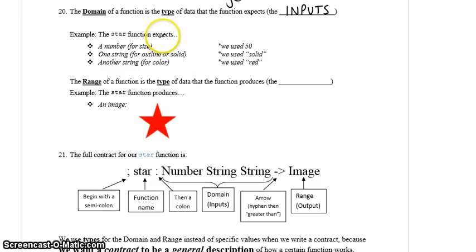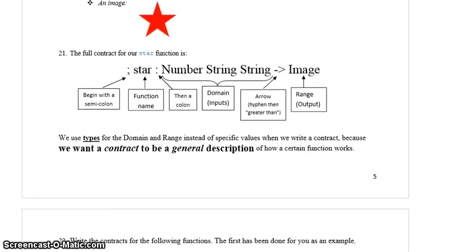So we have to give the computer what it wants. When we use a specific function, we have to get the inputs right. The range of a function is the type of data that the function produces, in other words, the output. So for the star function, of course, it produces an image. It produces an image of a star. So let's take a look at the contract for our star function.